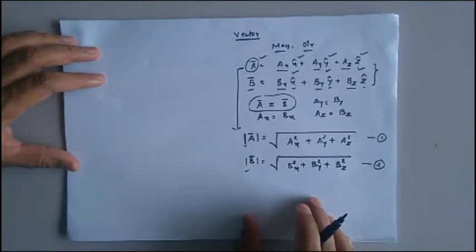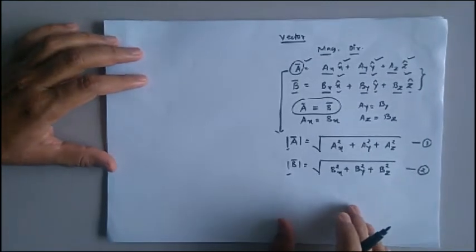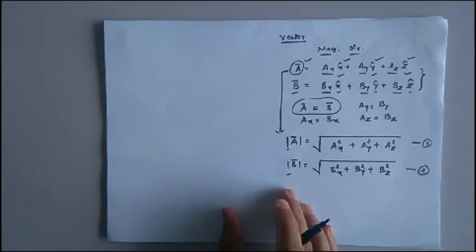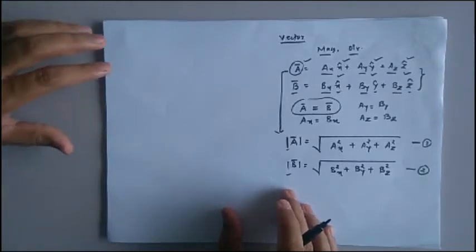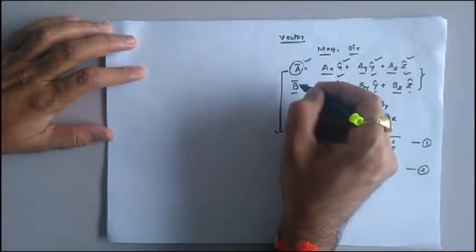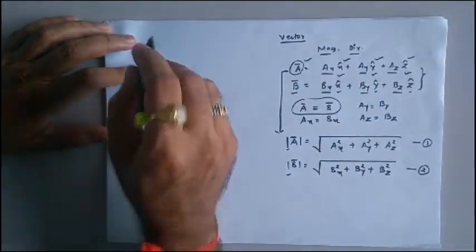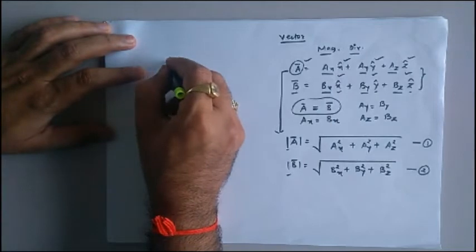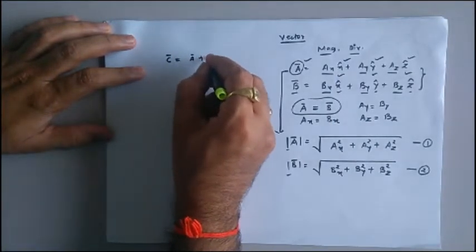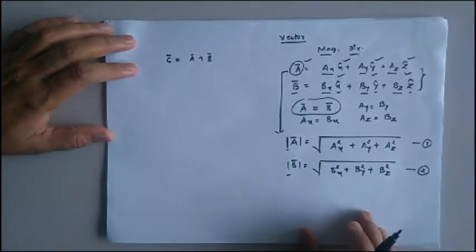Now how to perform the addition and subtraction of these two vectors. For example, if you want to add vector A bar and B bar, let us consider that the new vector is indicated by the symbol C bar, which is given by A bar plus B bar.